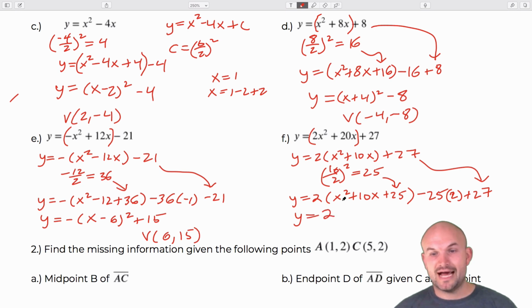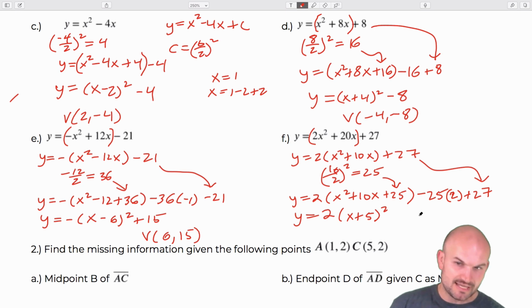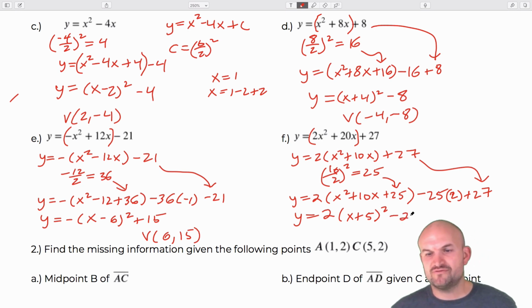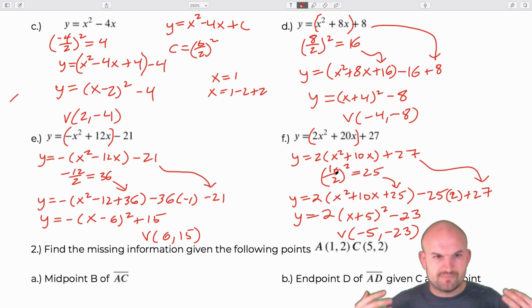Now, I know this is a perfect square trinomial because every single time I do this, I'm creating a perfect square trinomial. So I say, all right, what binomial squared is this going to produce? How about x plus 5 squared? And then this becomes, let's see, negative 25 times 2 is going to be a negative 50. And therefore, this would be a negative 23. So now my vertex is going to be negative 5, negative 23. So hopefully that process builds up that practice of creating those binomial squares, since we're going to be doing a lot of completing the square in this section.